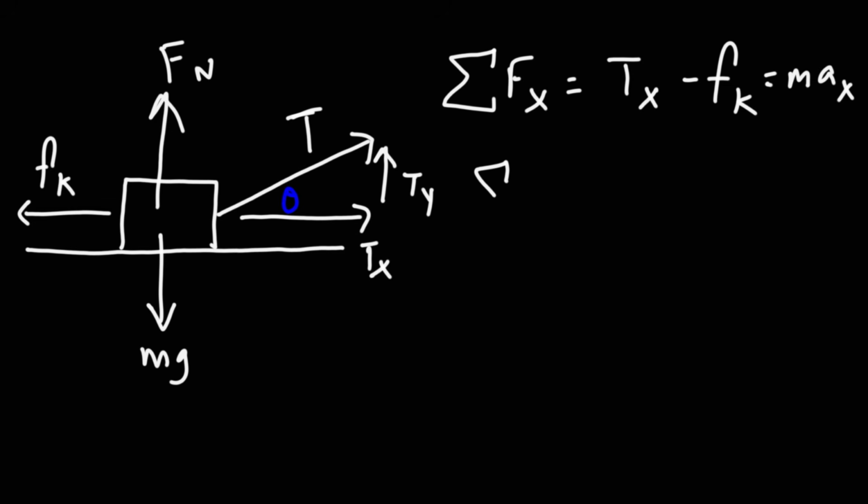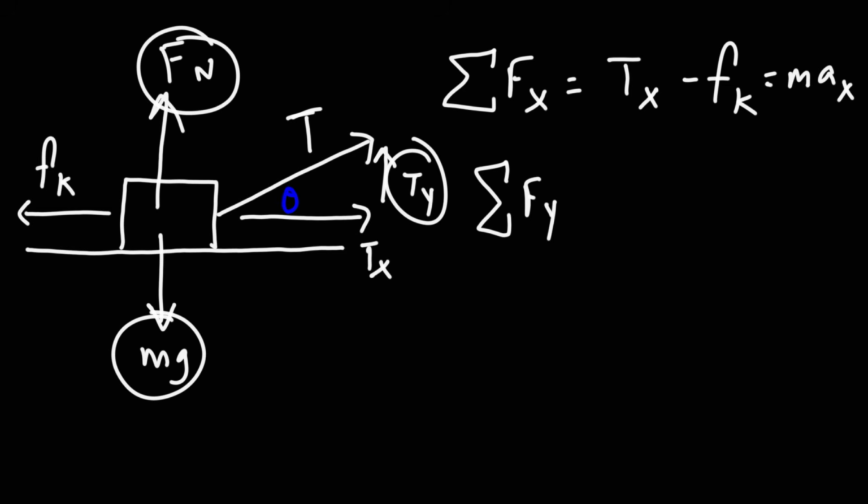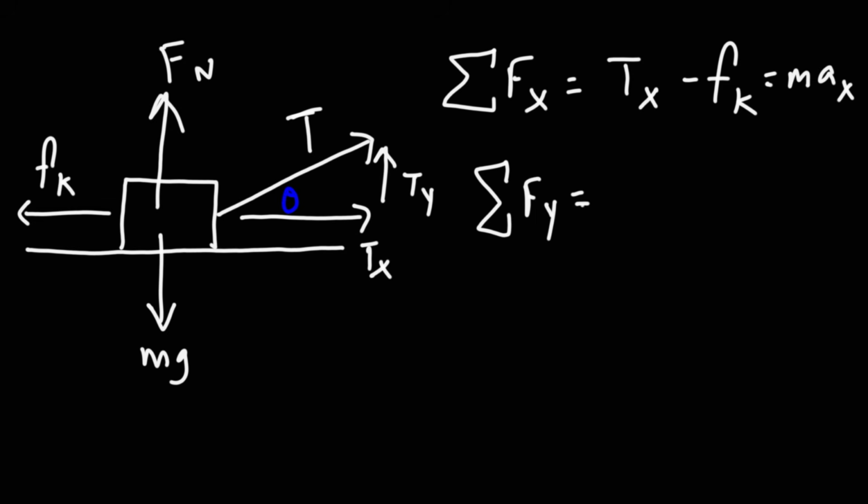So let's look at the forces in the y direction. In the y direction, we have these three forces. So the normal force is going up. That means it's going to be positive Fn. Ty is going up, so it's positive Ty. The weight force, mg, is going down, so it's negative mg.